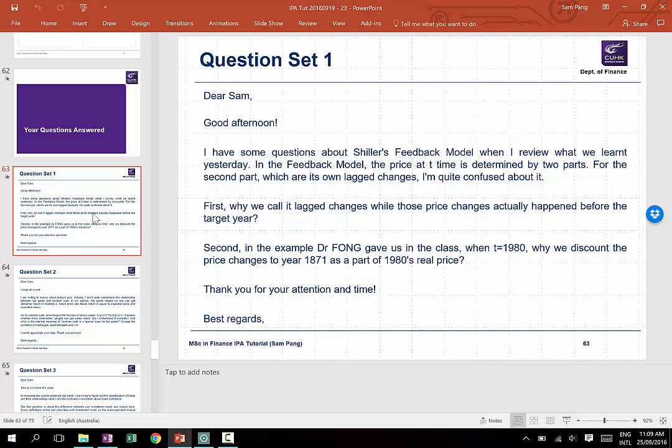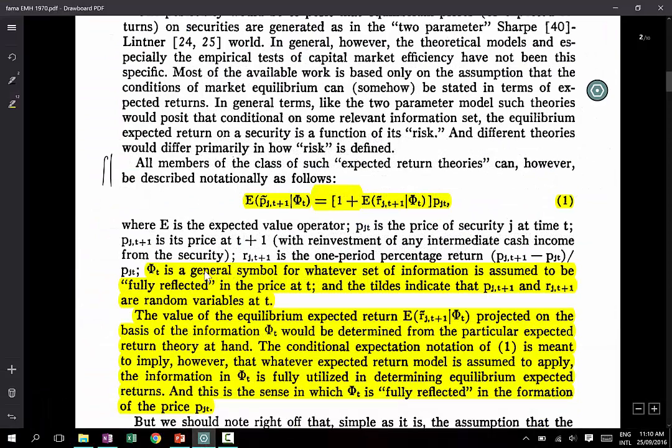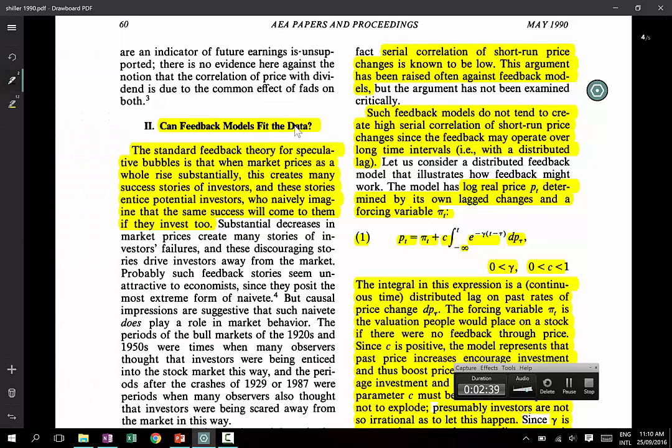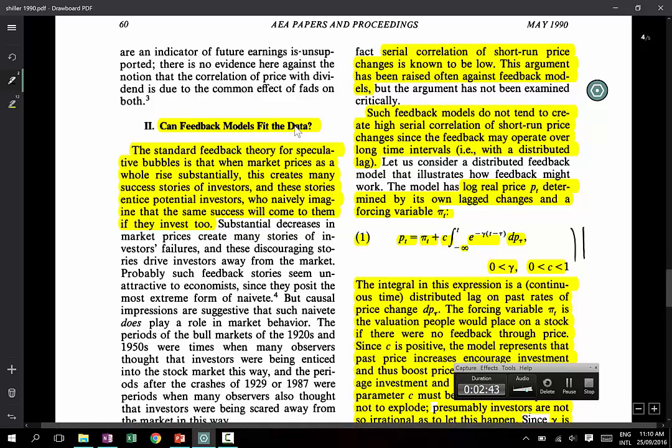And then second, in the example Professor Fong gave us, why are we discounting price changes all the way back to 1871 as a part of 1980's real price, when today is supposed to be 1980? Now let's take a look first at this equation number 1. No, not this one. This is actually from Farmer's paper, which I'm going to be talking about a little bit later. So what I need is the equation from Schiller's paper. Okay, now this is equation 1 from Schiller's paper on the price feedback model, so to speak.